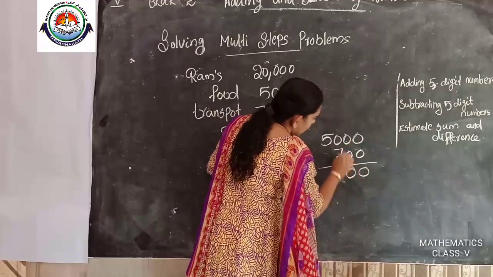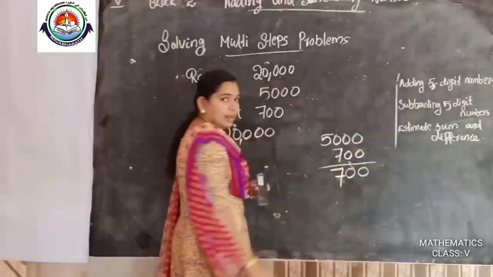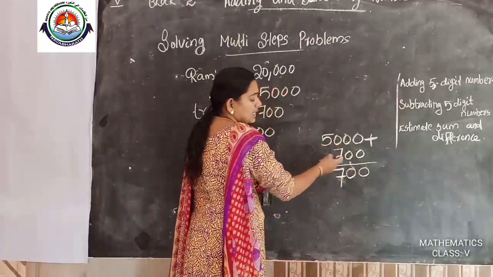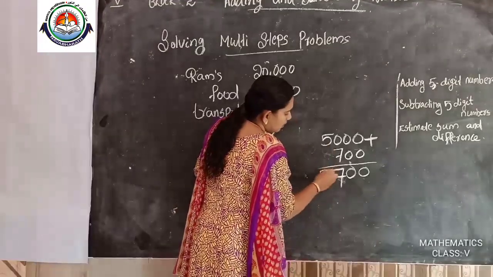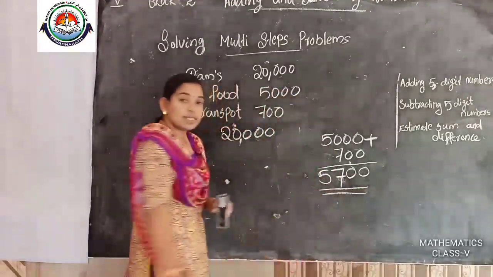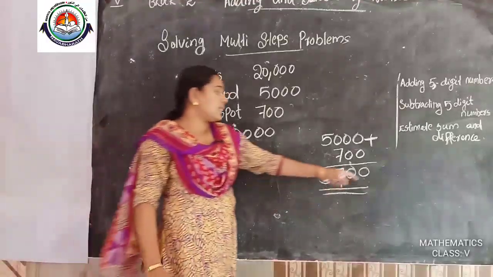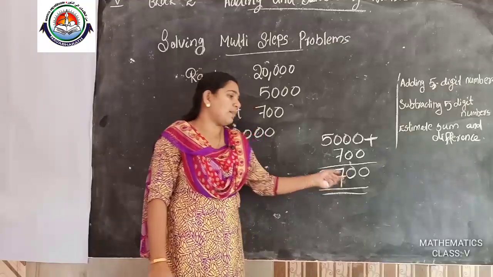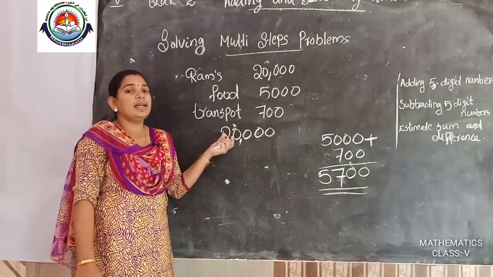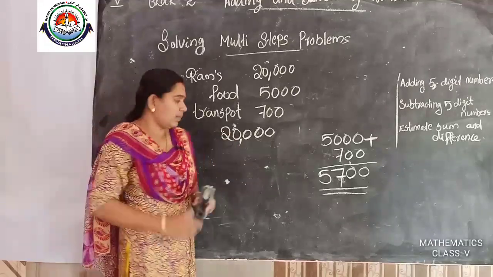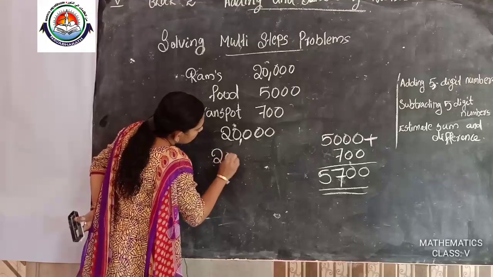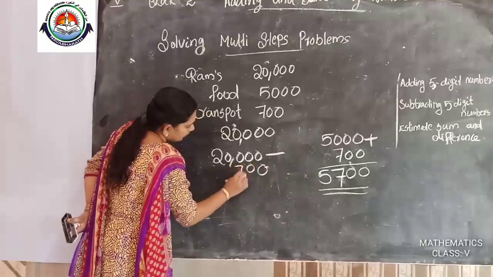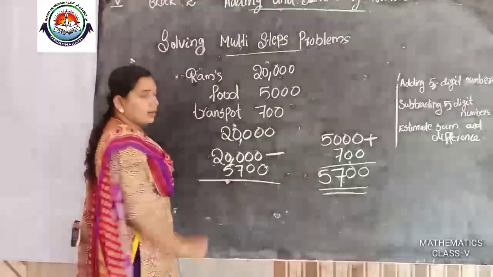0 plus 0 is 0, 0 plus 0 is 0, 0 plus 7 is 7. Here addition is there. Here there is no number, so 5. 5,700. This amount he spent for food and transport. We subtract this amount from his salary, and we will get the remaining amount. So we will check it. 20,000 minus 5,700.